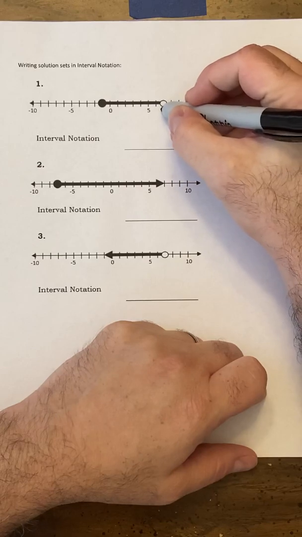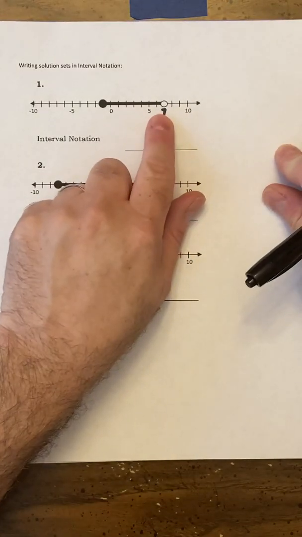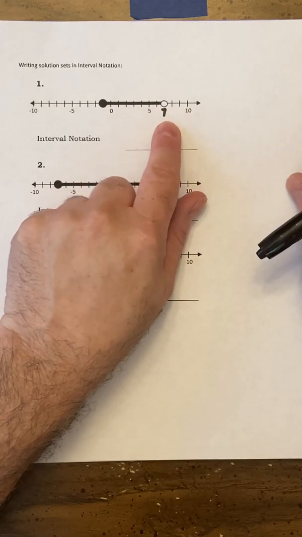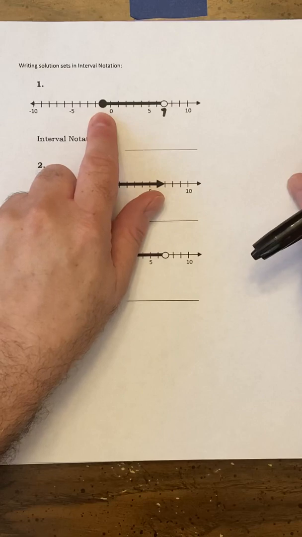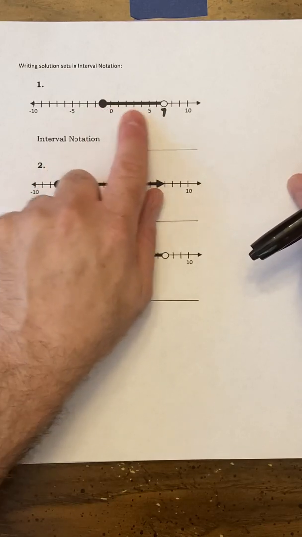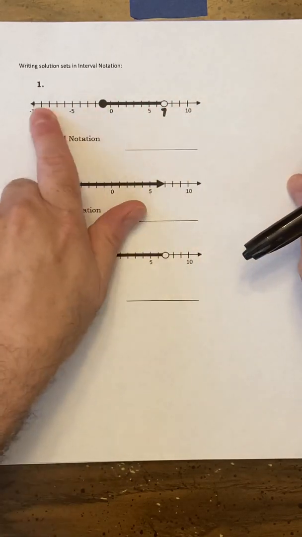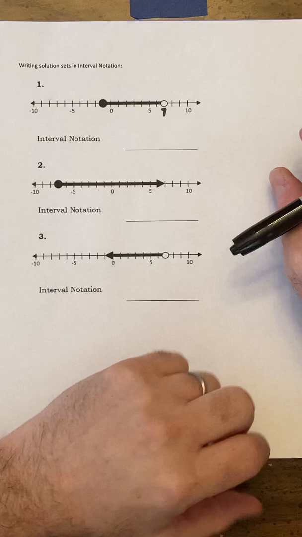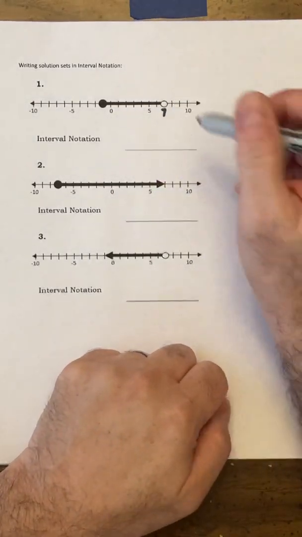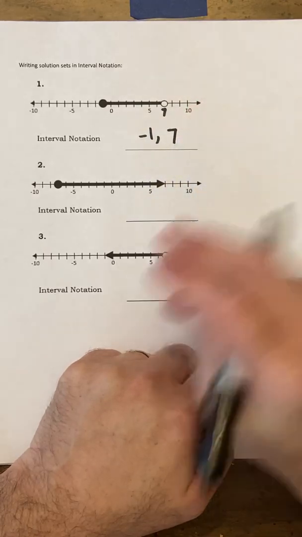So it goes up to 7, but it doesn't include 7. So even 6.9 or 6.99 is included, but 7 is not. -1 is included. -0.5 is included. 1.5 is included. All these values are included, but not 7, and not numbers above here and not numbers below here. So the way we write interval notation is we put the range of values from -1 all the way up to 7.